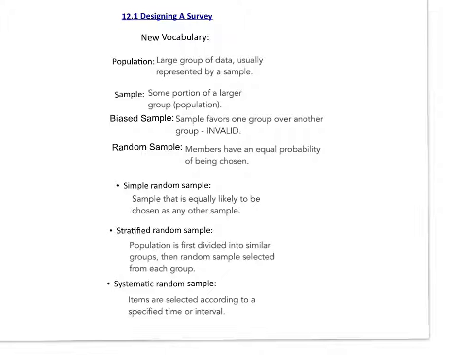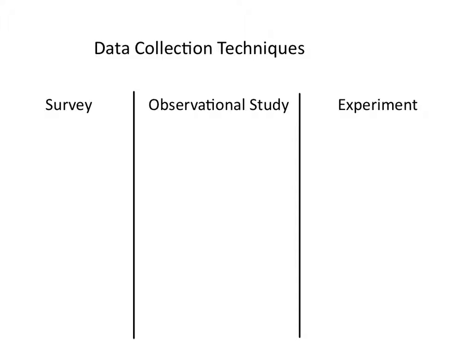Please make sure you have the new vocabulary written down from the beginning of Chapter 12. Now we will talk about the data collection techniques. There's three types of data collection techniques: a survey, observational study, and an experiment.